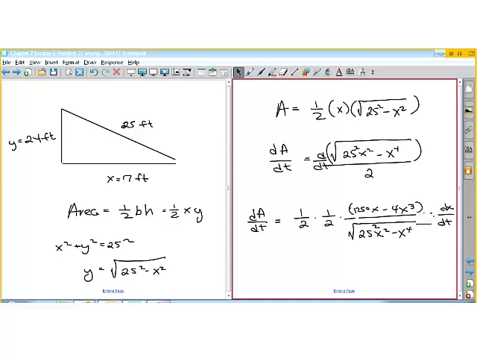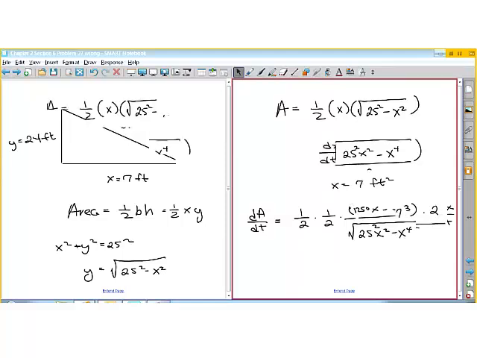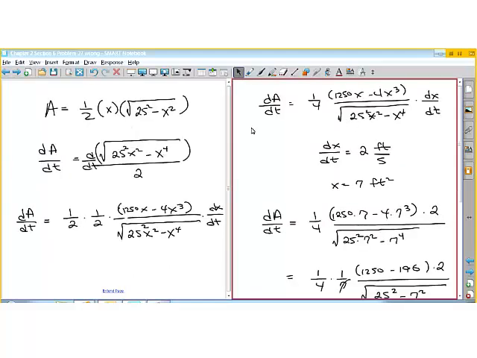Okay, so I think at that point we can just plug the numbers in. Let's see here. What do I do next? Okay, 1/2 times 1/2 is 1/4. Okay, so dx/dt is 2 feet per second, given from the problem statement. x is 7. So if I plug that in, I get 1/4, 1250 times 7 minus 4 times 7 cubed, over the square root of 25 squared, which is 625, times 7 squared minus 7 to the fourth.